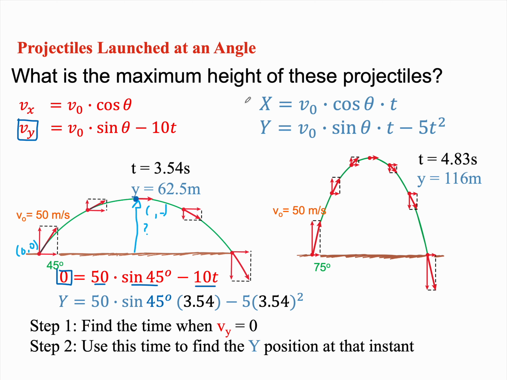Sorry, this was supposed to show up first. Here are our x and y position equations. Here are our x and y velocity equations. Don't get those confused. This gives us the x and y components of velocity at any given time. This is the x and y position at any given time.